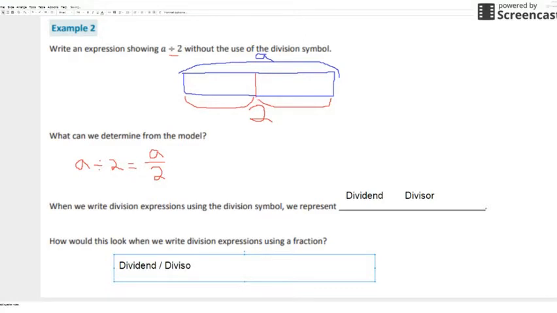symbol, the divisor. So the dividend always comes first, whether we're talking about the symbol or the fraction bar, and the divisor always comes second, whether we're talking about, let me draw that in there again, whether we're talking about the fraction bar or talking about the division symbol.